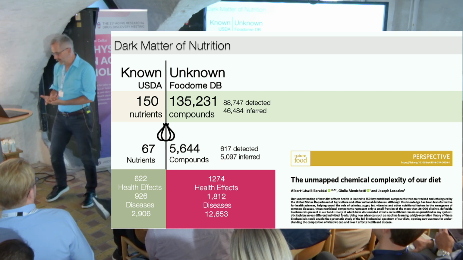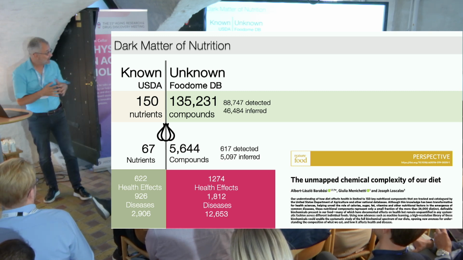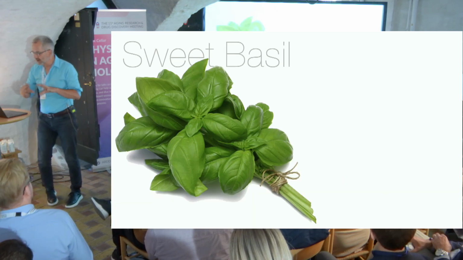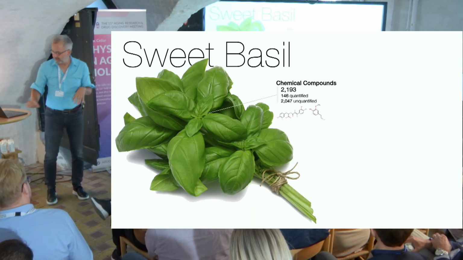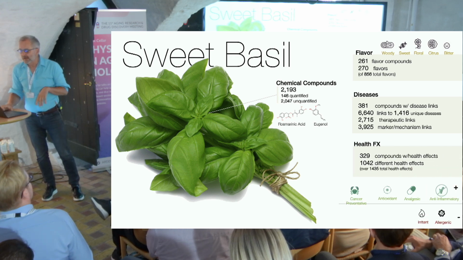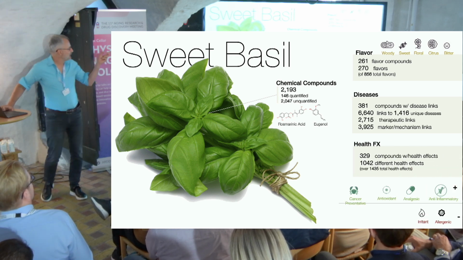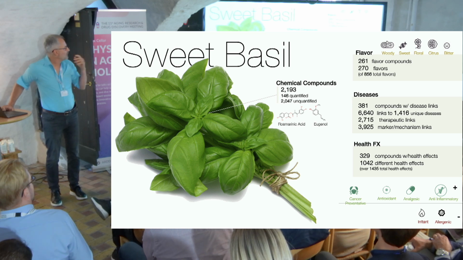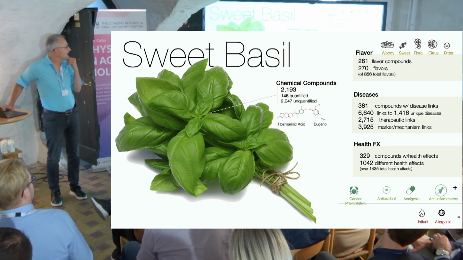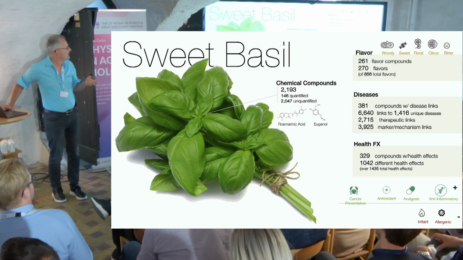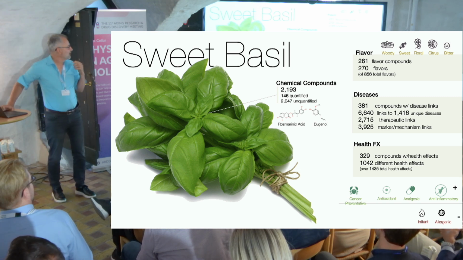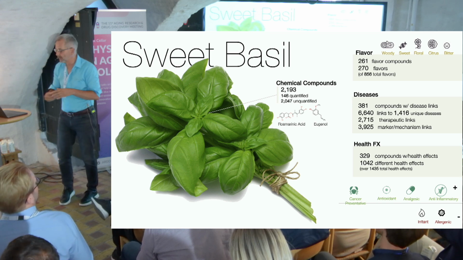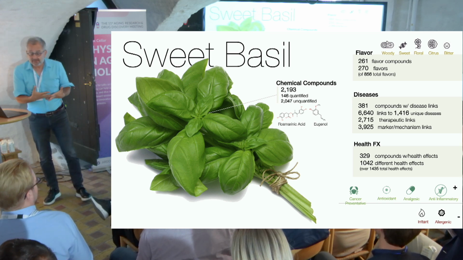Now we know better because one of the biggest classes of these chemicals are the polyphenols. And just to give you an idea of how they look, if you take sweet basil, we have about 2,100 chemical compounds, of which about 800 are flavor components, they're volatile. And then about 300, many of them already have a disease association that we know that they're involved in disease. How are they involved in disease?